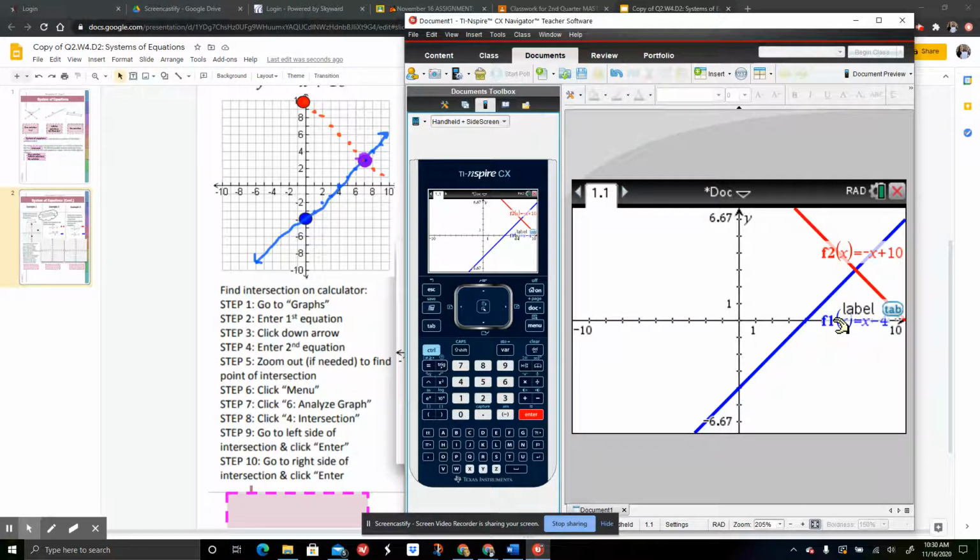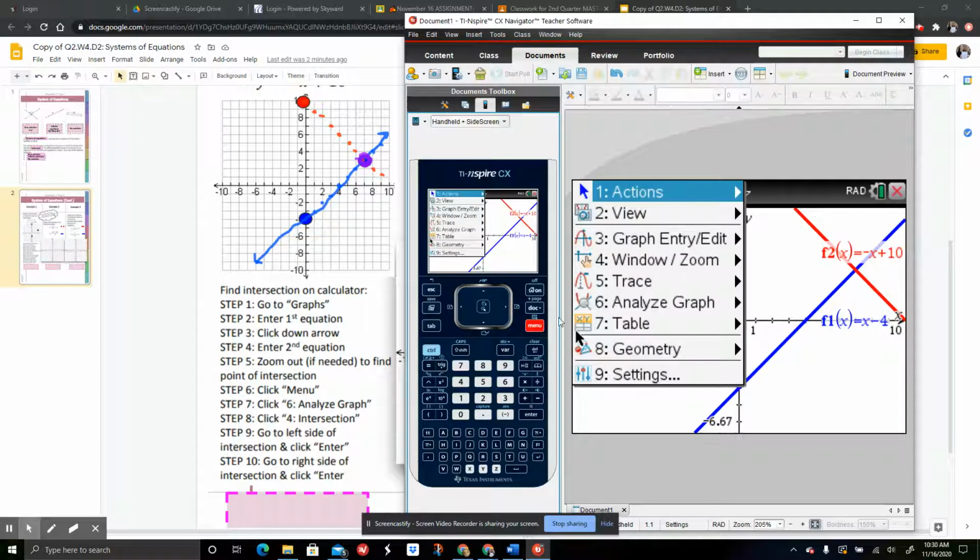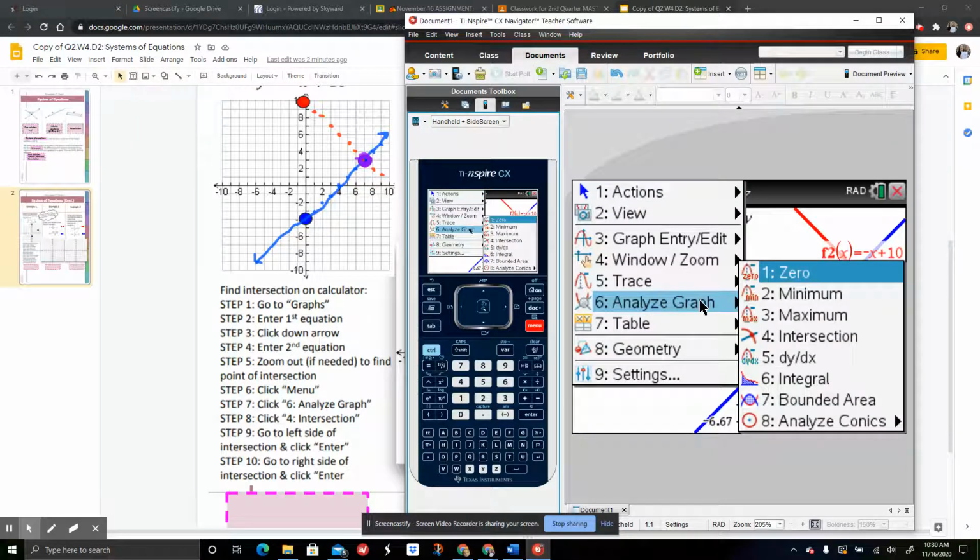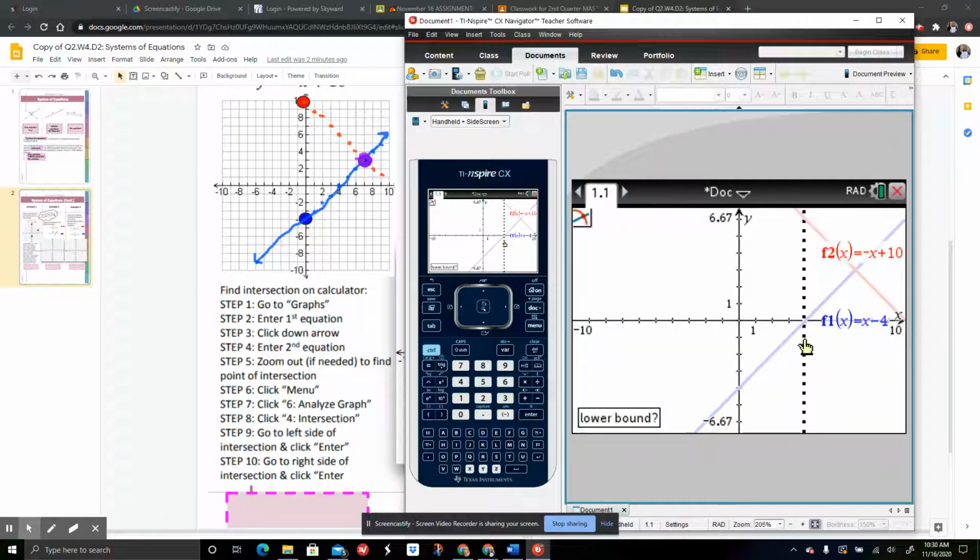It says zoom out if needed to find the point of intersection. Because we can see the point of intersection here, we don't need to zoom out. Click menu and then analyze graph. It's that number 6 right there. There are several things, but number 4 is intersection. So we're going to go menu, then analyze graph, and then intersection.